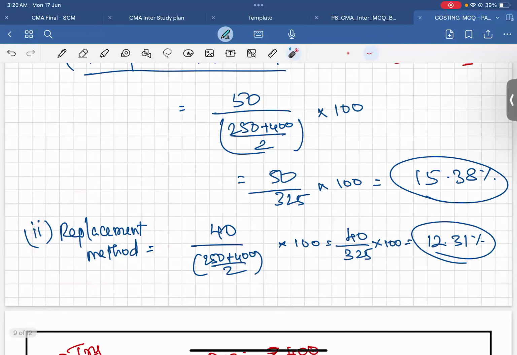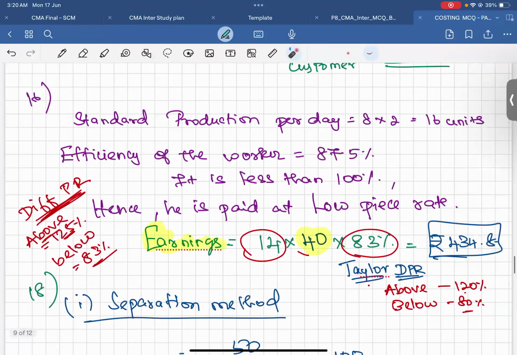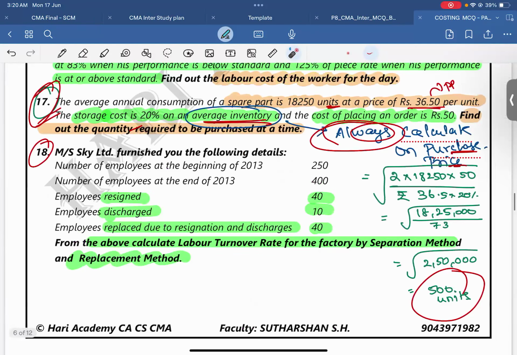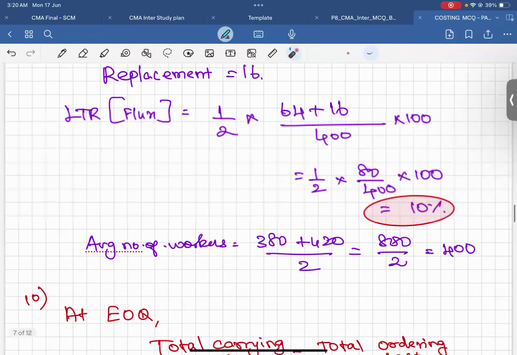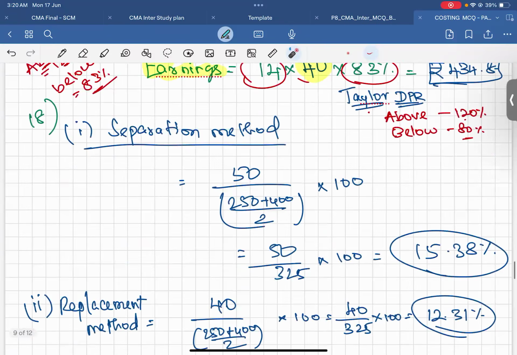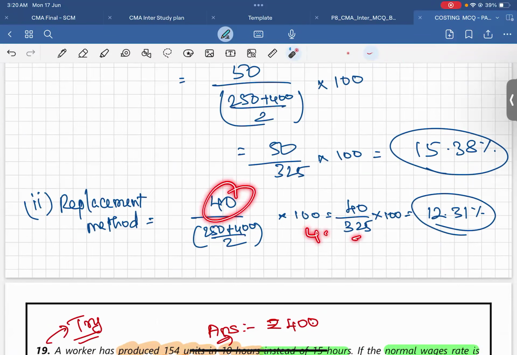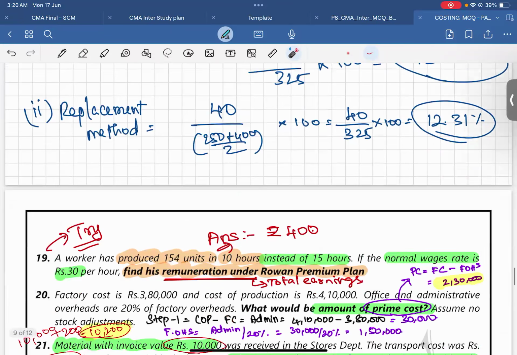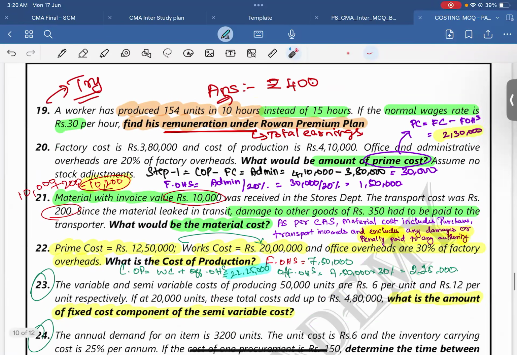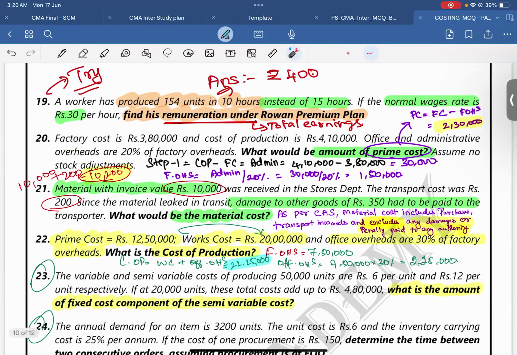Replacement method, number of employees replaced. How do you calculate that? Here the number of employees replaced is 40 they have given. So the answer is going to be 40 divided by 325 into 100, because the average is going to remain the same for everything. So it is 12.31 percentage. Next question number 19, here itself we will do so that you can easily take a screenshot. These 4 questions we will quickly do.